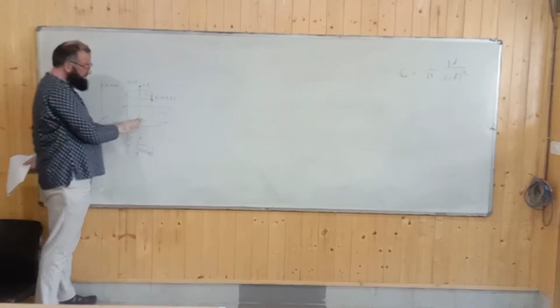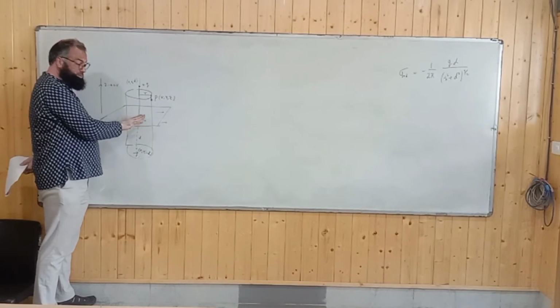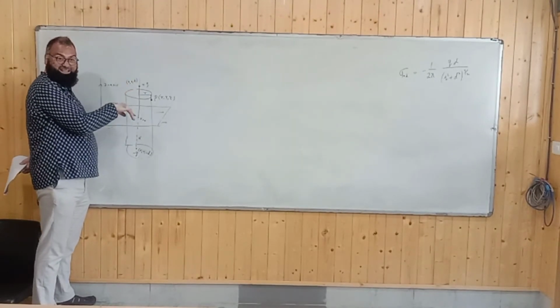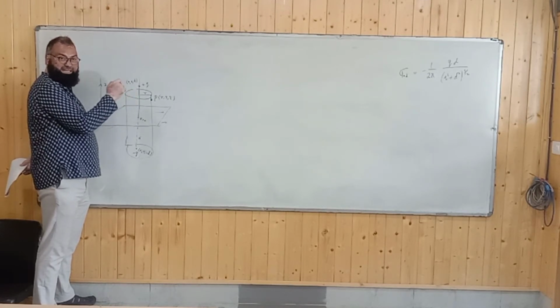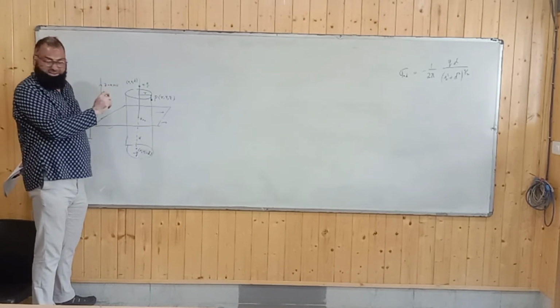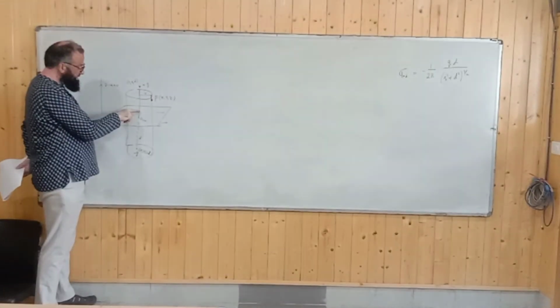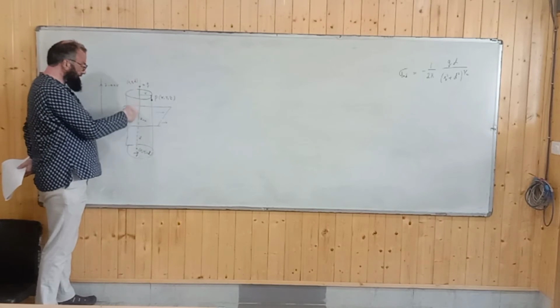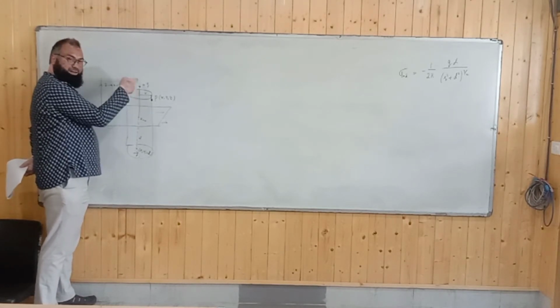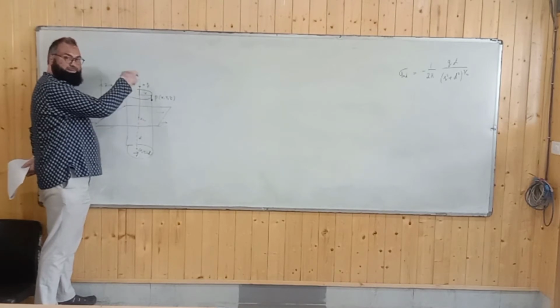So forget about this plane. If you have a charge and the field is along the z direction, what is the direction of the force of attraction or repulsion? It will be along the z direction. Clear? So if you put this charge here, it's already along the z axis, so the direction of the force will be along the z direction.